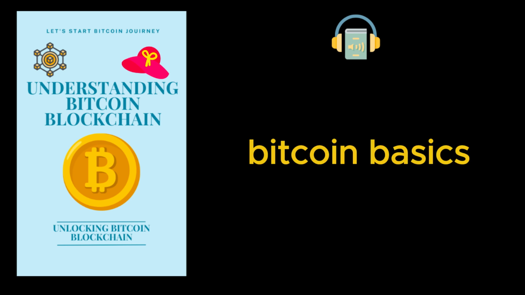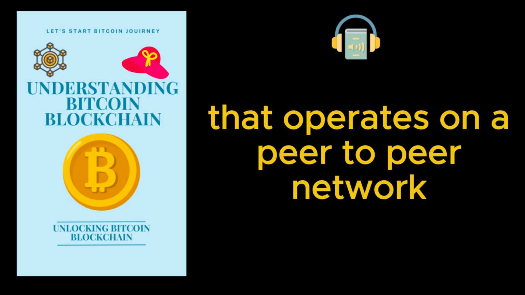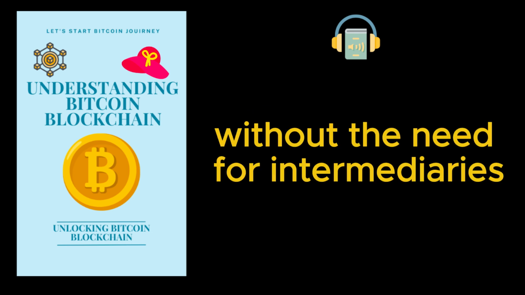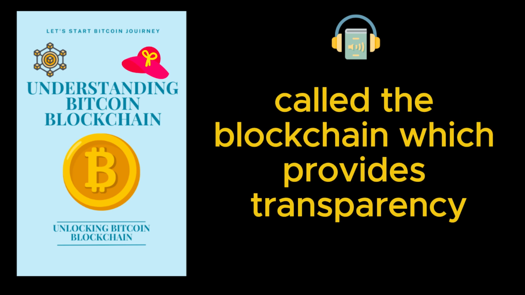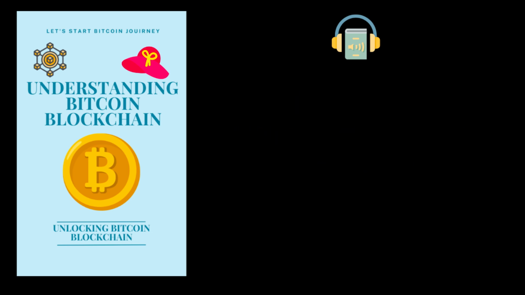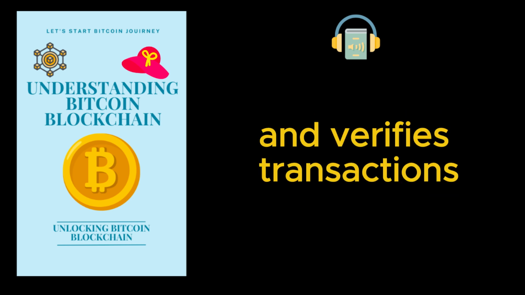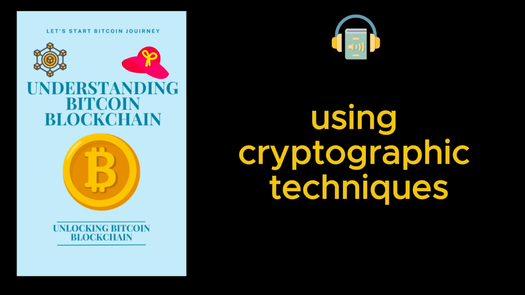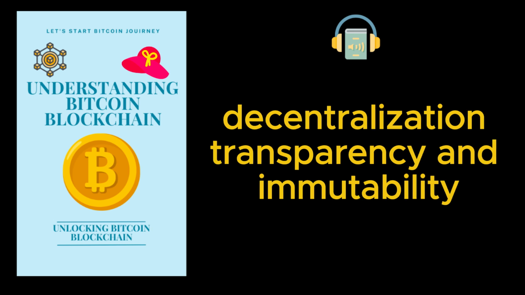Bitcoin basics. Bitcoin is a decentralized digital currency that operates on a peer-to-peer network without the need for intermediaries. Transactions are recorded on a public ledger called the blockchain, which provides transparency, immutability, and security. Blockchain fundamentals. Blockchain technology is a distributed ledger that secures and verifies transactions using cryptographic techniques. Key characteristics of blockchain include decentralization, transparency, and immutability.